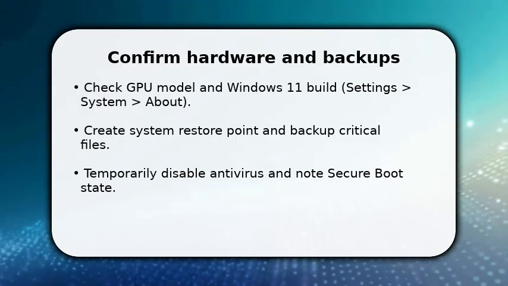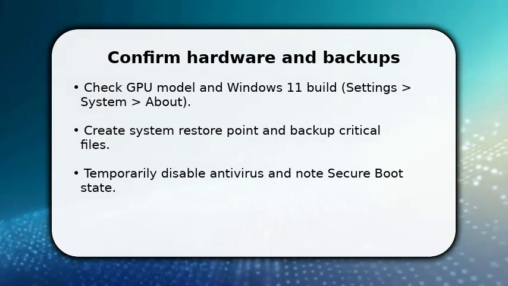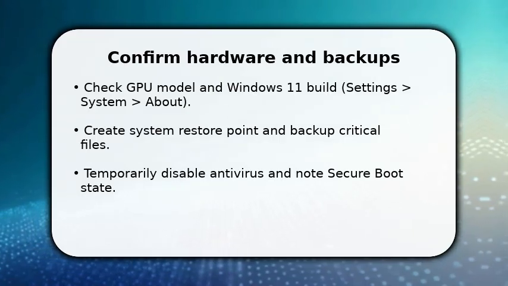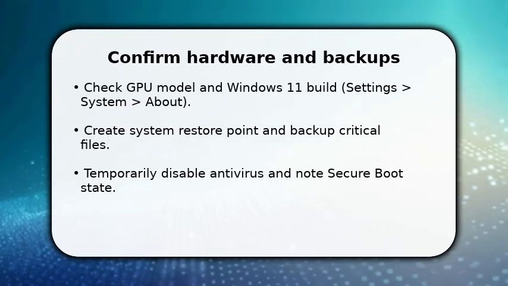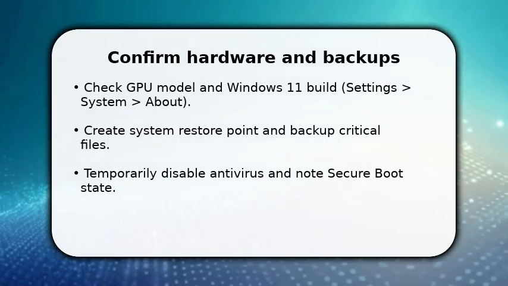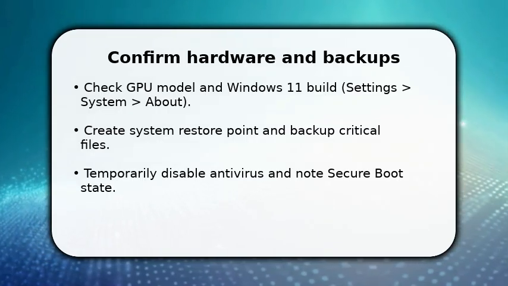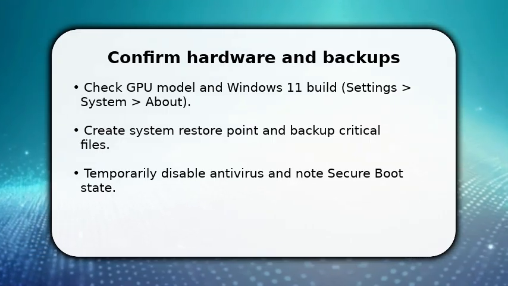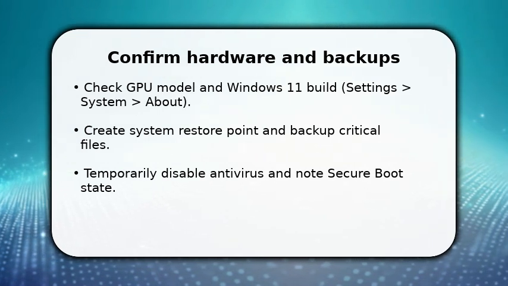You start by confirming hardware and safety. Identify your NVIDIA GPU model and exact Windows 11 build so you download the correct package. Once done, create a restore point and back up any irreplaceable files. That prevents loss if something goes wrong. Make sure antivirus is temporarily paused and note whether Secure Boot is enabled, because it can affect driver installs. Now you have the essentials done, and you can move into the download and clean install phase with confidence.